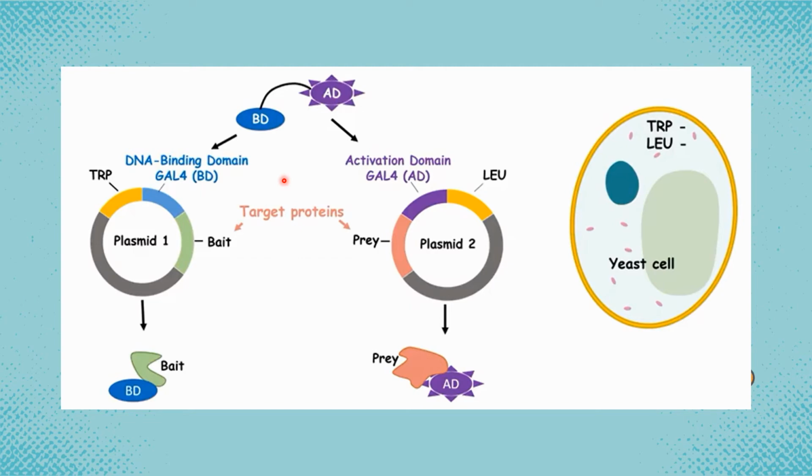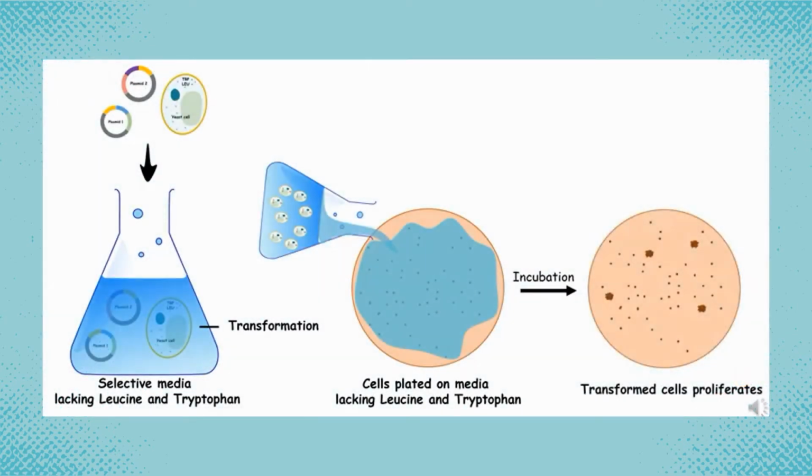A genetically modified strain of yeast deficient in tryptophan and leucine is used to select successful transformants on selective media, like tryptophan and leucine dropout media, without which the yeast cells cannot grow. Now, both plasmids and yeast are inoculated in the selective media and later plated on a solid agar plate containing leucine and tryptophan deficient media. After incubation, only transformed yeast cells containing both the plasmids will grow into larger colonies.